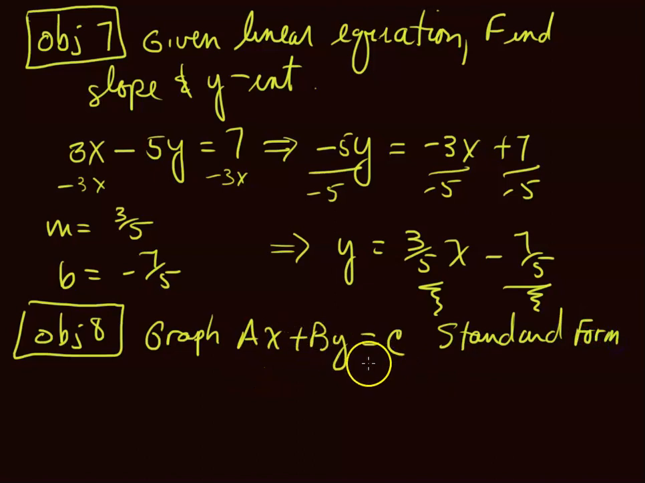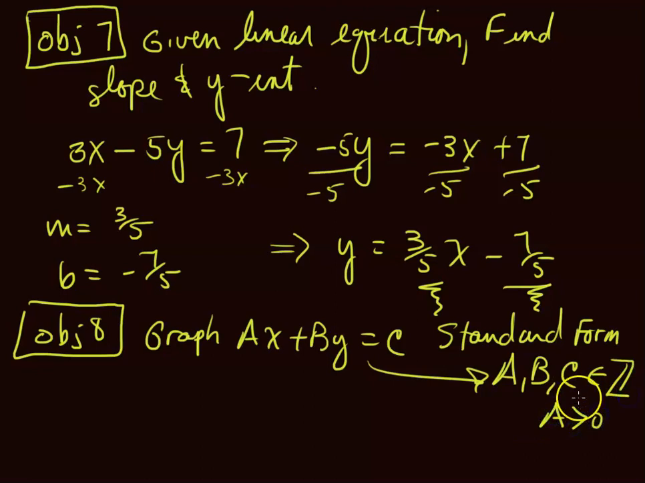Now, what we have to also remember here, just to make sure, a, b, and c are all integers, elements of the integers, and a should be greater than 0, positive. I guess it could be equal to 0, but it's greater than 0 for this form. How do you graph this, ax plus by equals c?